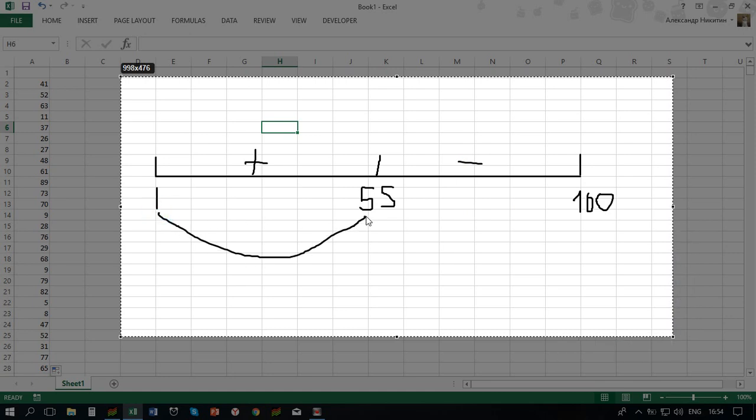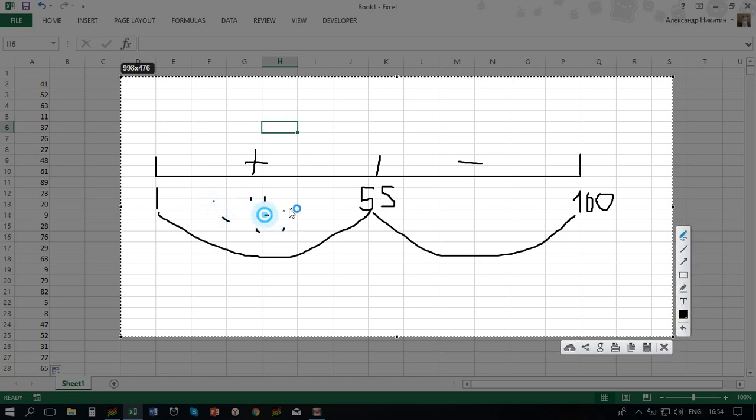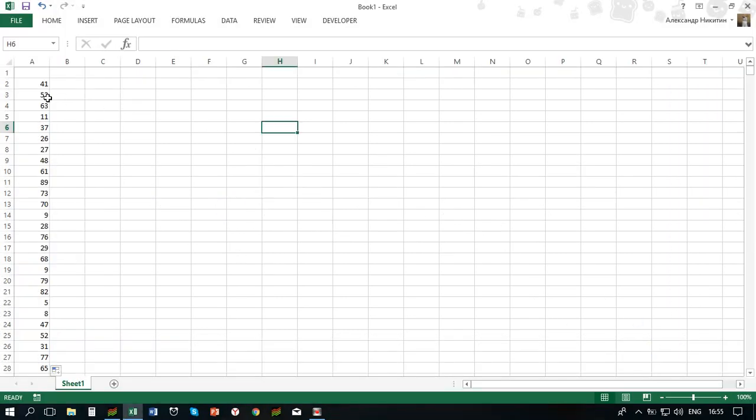And because this area is larger than this area, I have a higher probability of the random generator generating something from this range rather than from this range. I have a 55% probability of the random generator generating something from here rather than from there. Although the sequence is absolutely random, it is absolutely random whether a result is more than 55 or less than 55.